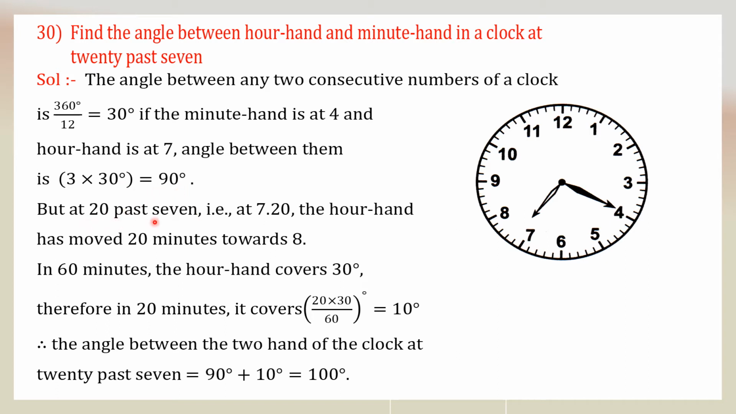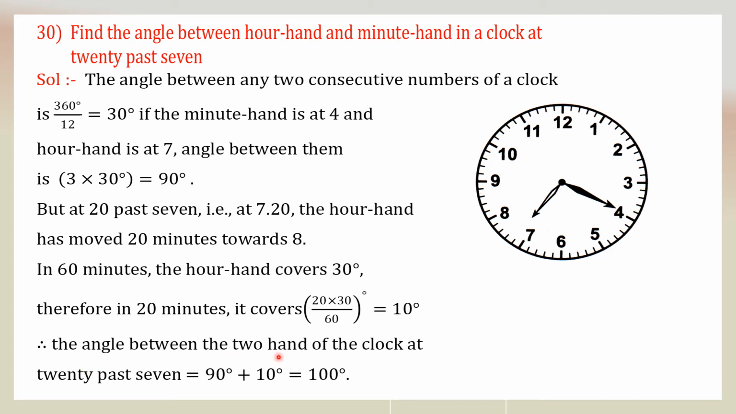But at 20 past 7, that is at 7 hours 20 minutes, the hour hand has moved 20 minutes towards 8. We know that in 60 minutes, the hour hand covers 30 degrees. Therefore, in 20 minutes, it covers 20 into 30 divided by 60, that is 600 divided by 60 equals 10 degrees.